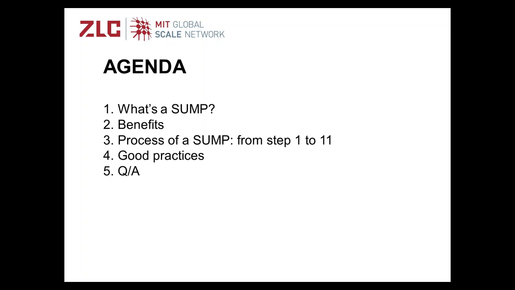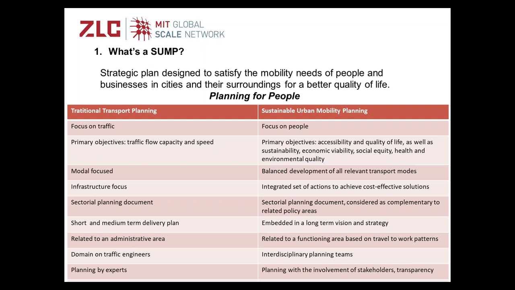Okay, so let's move to what's a sustainable urban mobility plan. The literature says that that's a strategic plan that is designed to satisfy the mobility needs of people and businesses in cities and their surroundings for, of course, a better quality of life. So it needs integration of people, it needs participation of the people, all the stakeholders should participate in that, and needs to evaluate the principles.